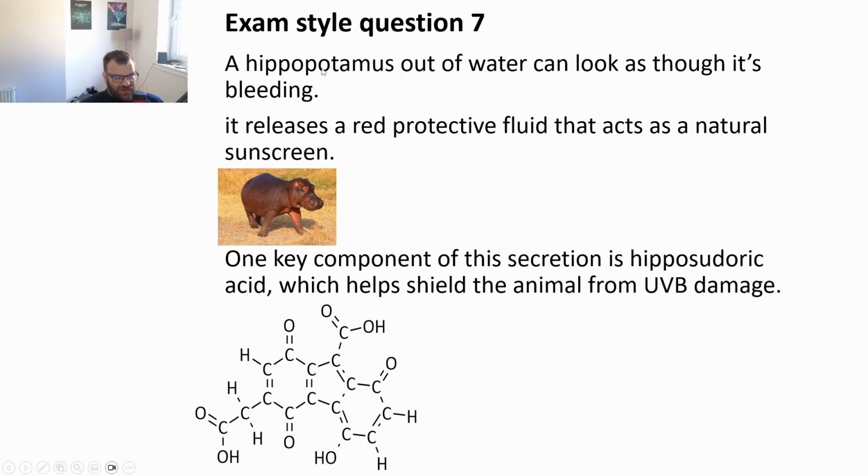And in this next one, we're talking about a hippopotamus. A hippopotamus out of water can look as though it's bleeding. It releases a red protective fluid that acts as a natural sunscreen. Interesting. One key component of this secretion is hipposudoric acid, which helps shield the animal from UVB damage. Quite a complicated looking compound at the bottom. I can see some OH groups and some COOH groups, so hydroxyl and carboxyl groups.